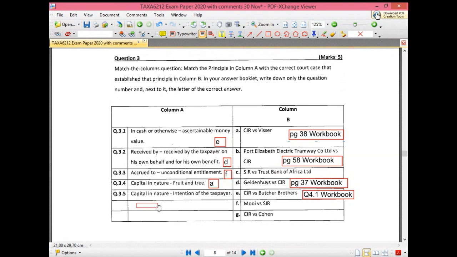This one, however, is linked to your Trust Bank one. And this you can find on page 39 in your workbooks, where it talks about the intention of the taxpayer and what you need to look at specifically. Okay, the Cohen one, I looked for it, but it is not discussed anywhere in your workbooks or in your textbooks, so it is something they just added in to throw you off.